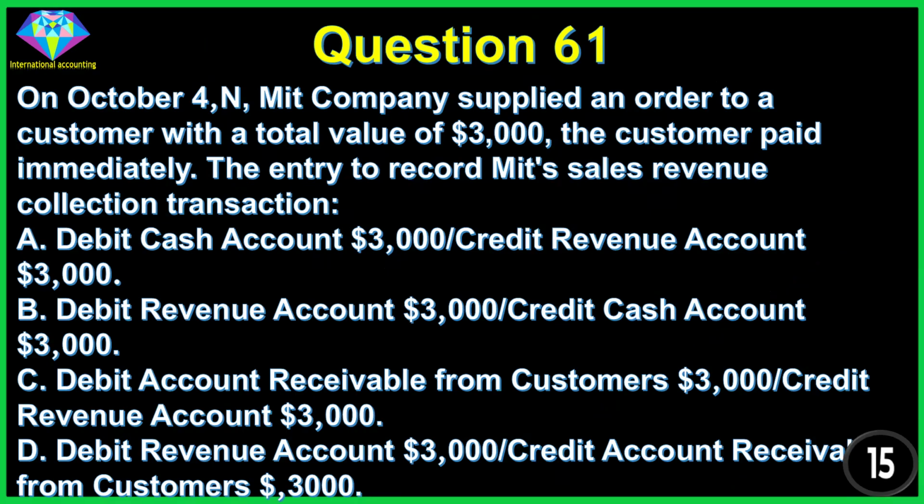On October 4, an MIT company supplied an order to a customer with a total value of $3,000. The customer paid immediately. The entry to record MIT's sales revenue collection transaction. A. Debit cash account $3,000 per credit revenue account $3,000. B. Debit revenue account $3,000 per credit cash account $3,000. C. Debit account receivable from customers $3,000 per credit revenue account $3,000. D. Debit revenue account $3,000 per credit account receivable from customers $3,000.